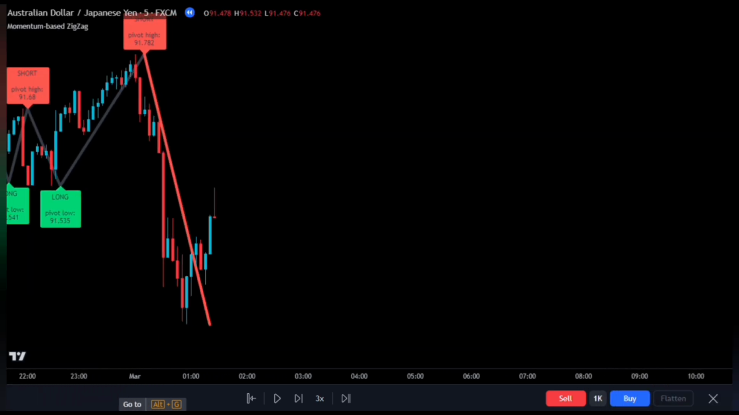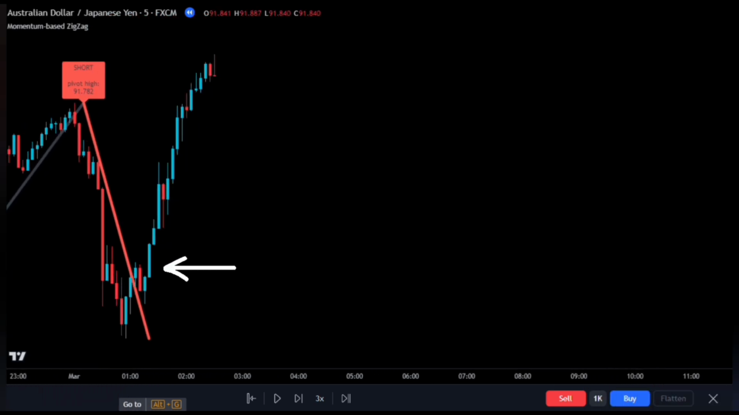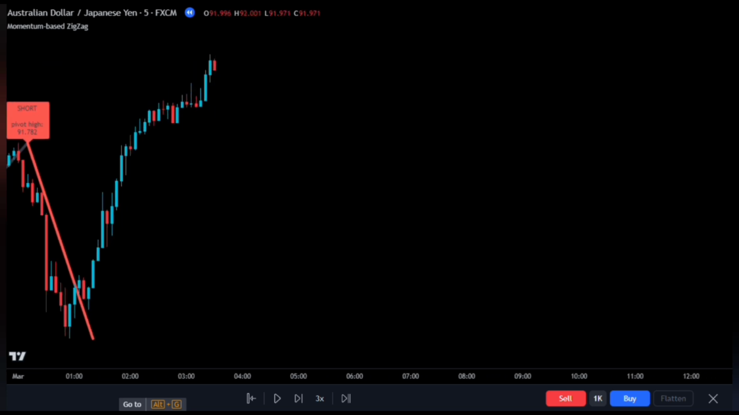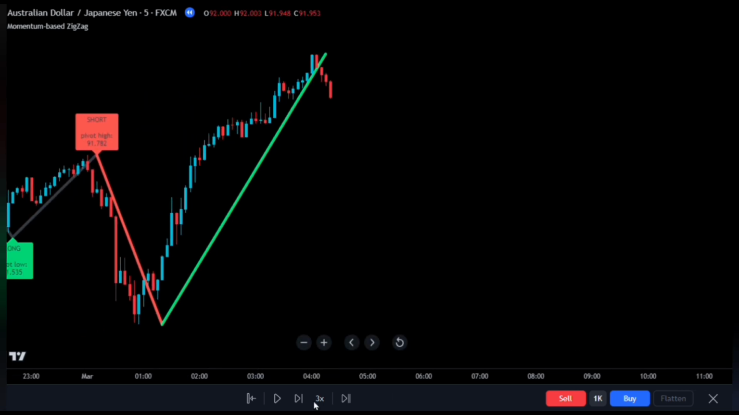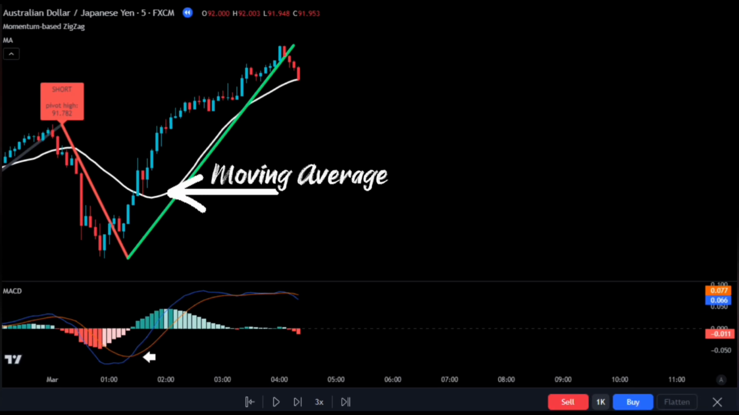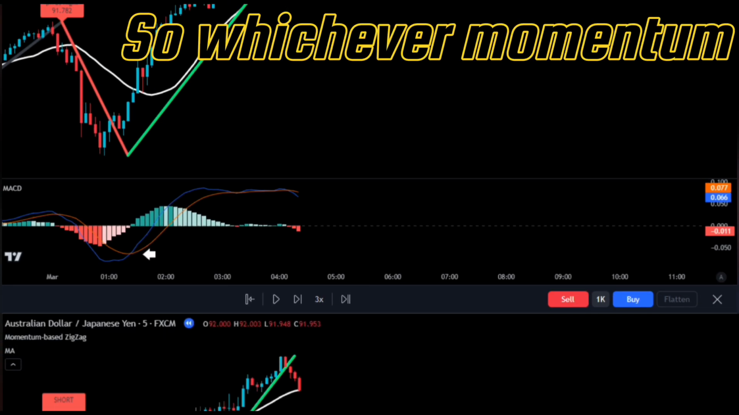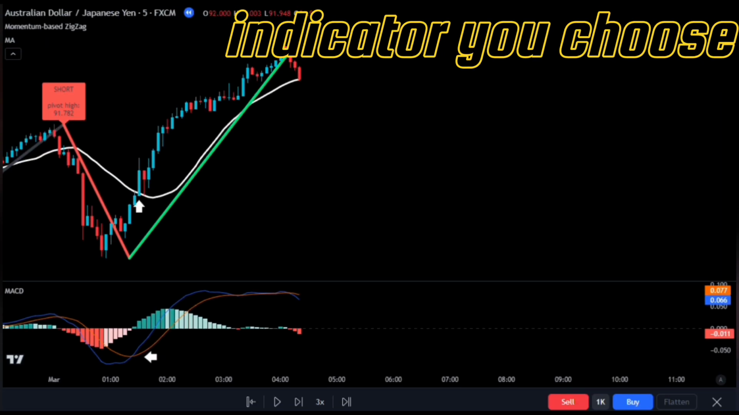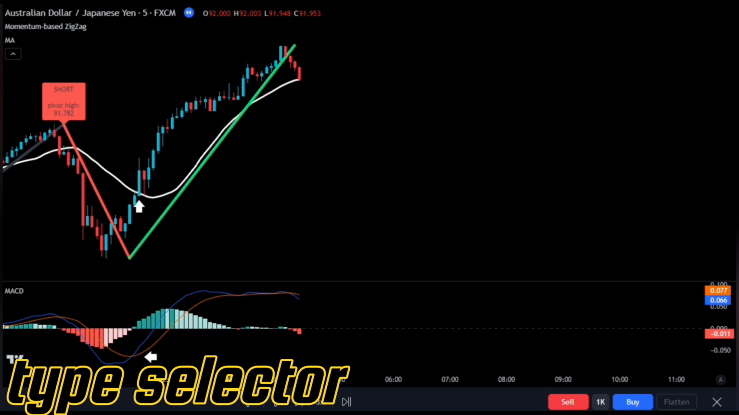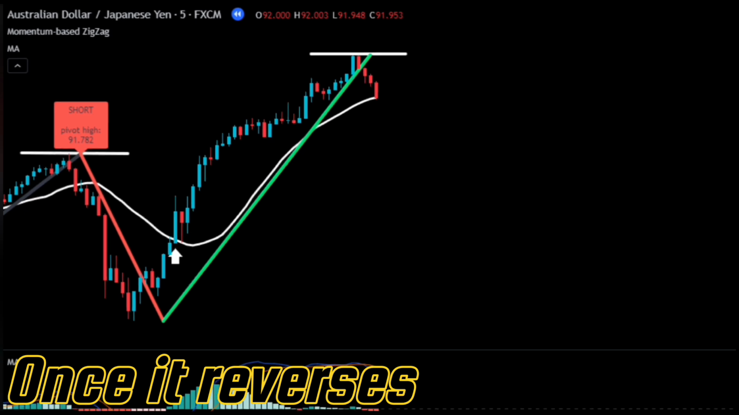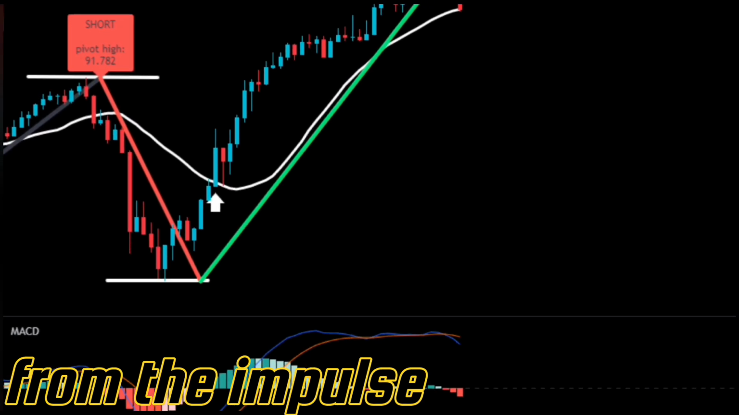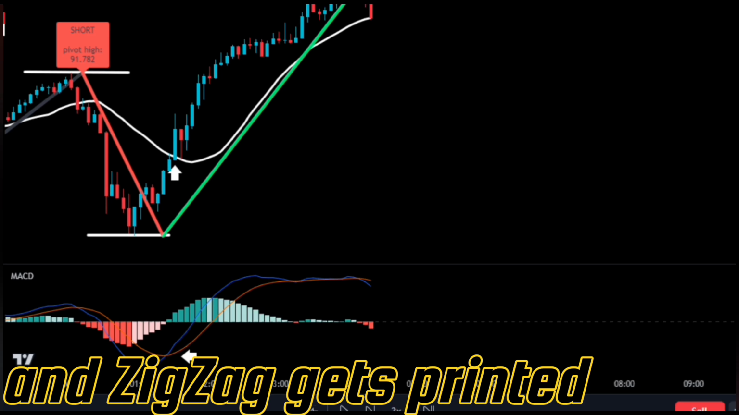My point of view is to follow the market. If it has reversed, then it has reversed, and there is no need to wait for a predefined number of candles for confirmation. Such reversals will always be visible on momentum indicators, such as the most popular MACD, but a single line moving average can also be good enough to notice reversals. So whichever momentum indicator you choose, yes, there is a pick your poison type selector, as in famous moving average indicators. Once it reverses, a highest or lowest point from the impulse is caught, and zigzag gets printed.